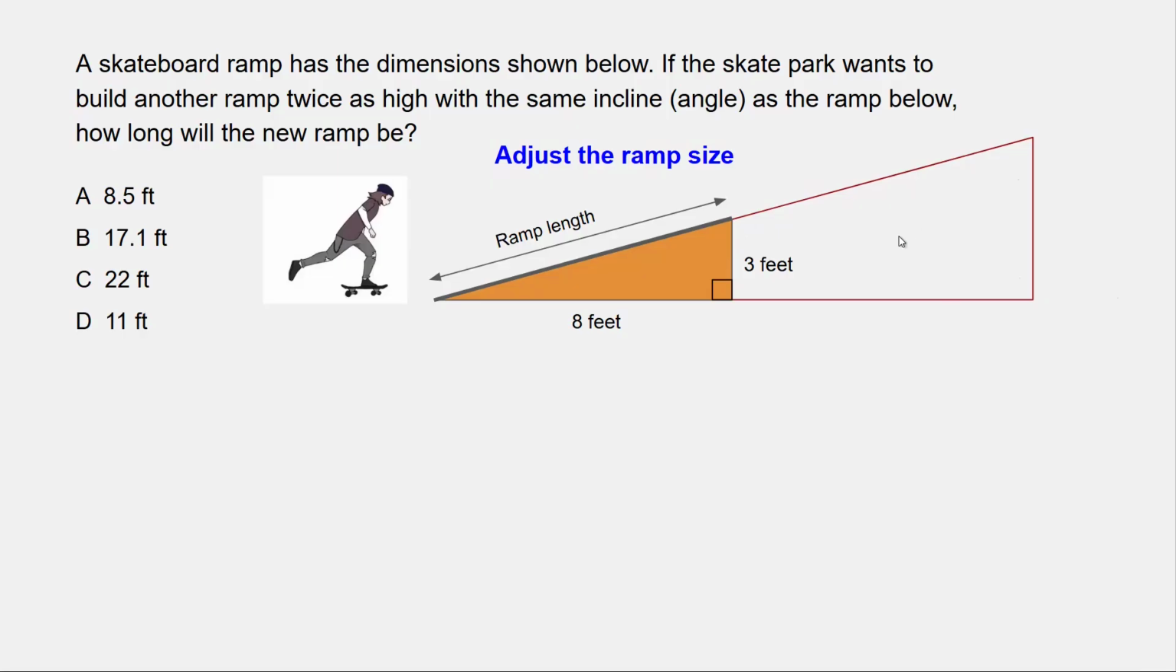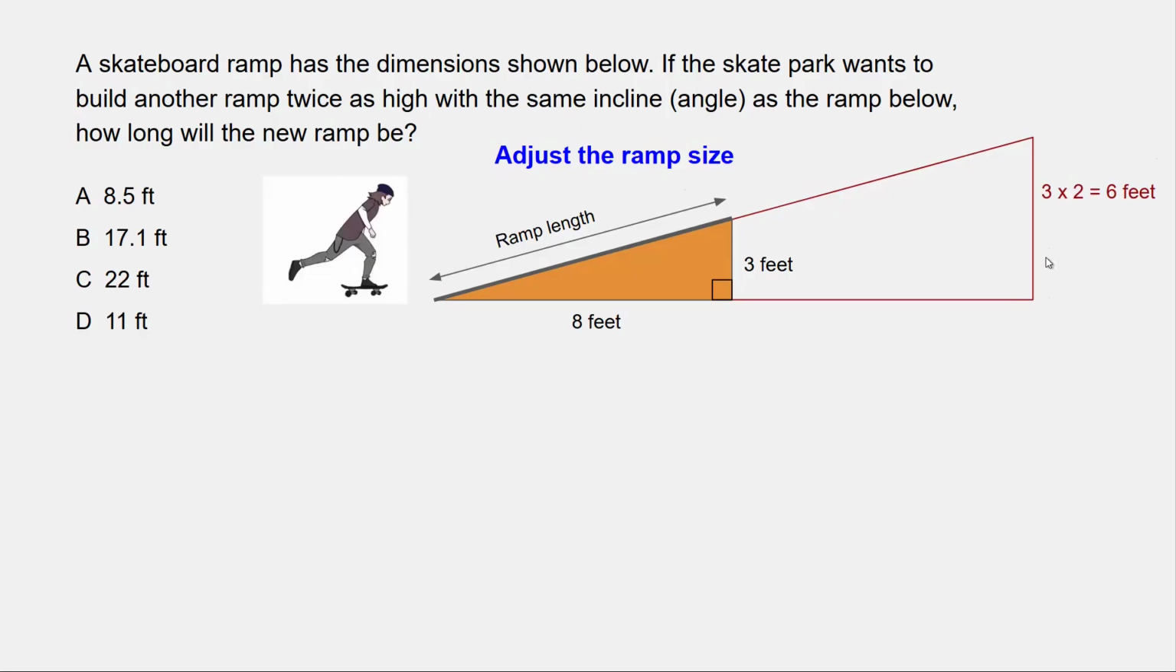And that means if we multiply one of the sides by a certain number to change it, the other side will also be multiplied by that same number. So in other words, in this case, 3 feet, if that's twice as high, this length will also be twice as much, and the ramp length will also be twice as long. So let's make those adjustments.